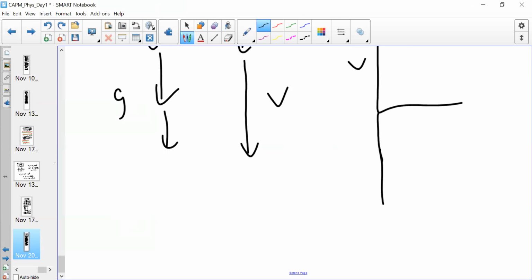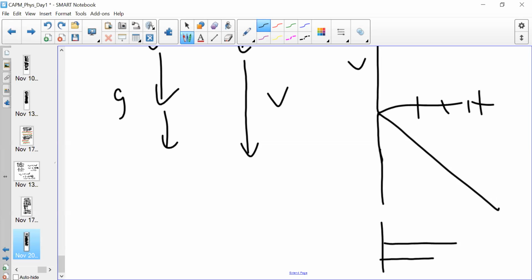If this was V versus T, this is going to do this. It's getting larger and larger and larger through time, and that is going to be a negative slope or a negative acceleration, and that negative acceleration is going to be 9.81. So that's what's going on there.